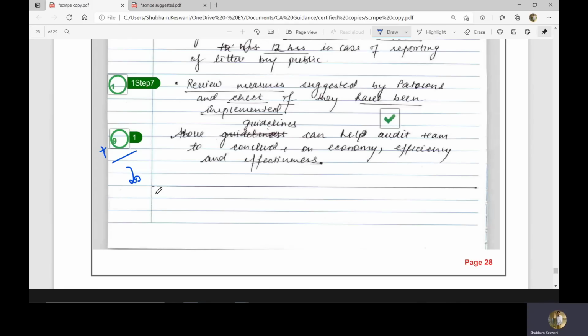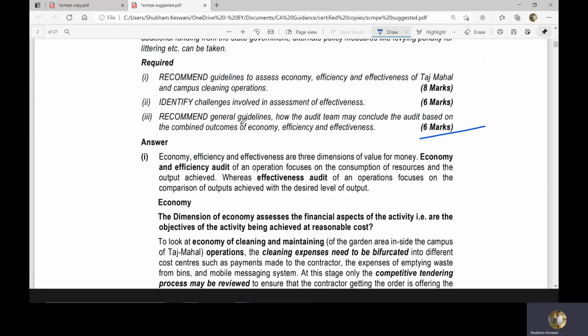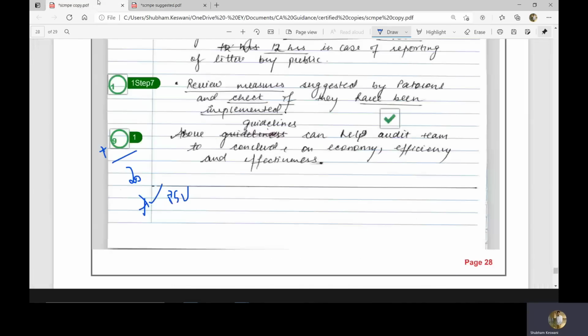It actually involved application of my audit knowledge, because in audit I had done a chapter called public sector undertaking, which involved these concepts of economy, efficiency, effectiveness, and I knew what each of these aspects mean and how I could apply these concepts to the case study given in the question.